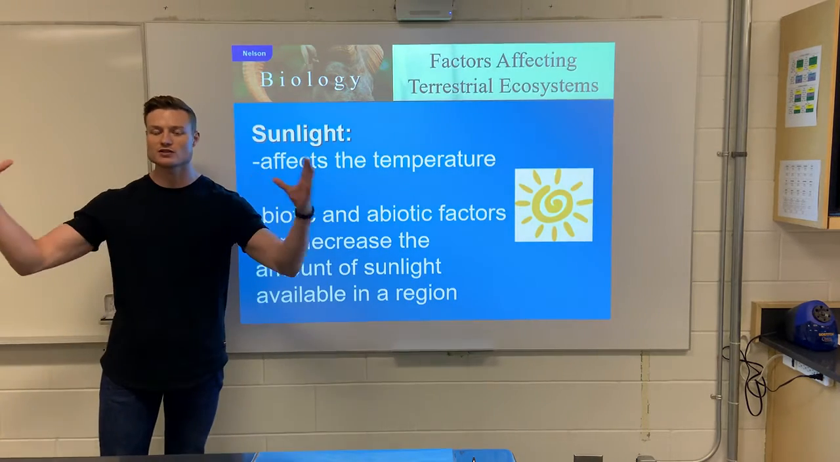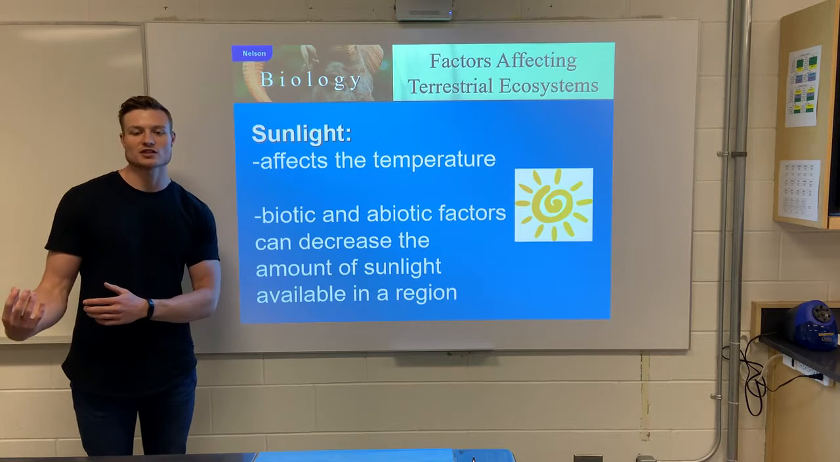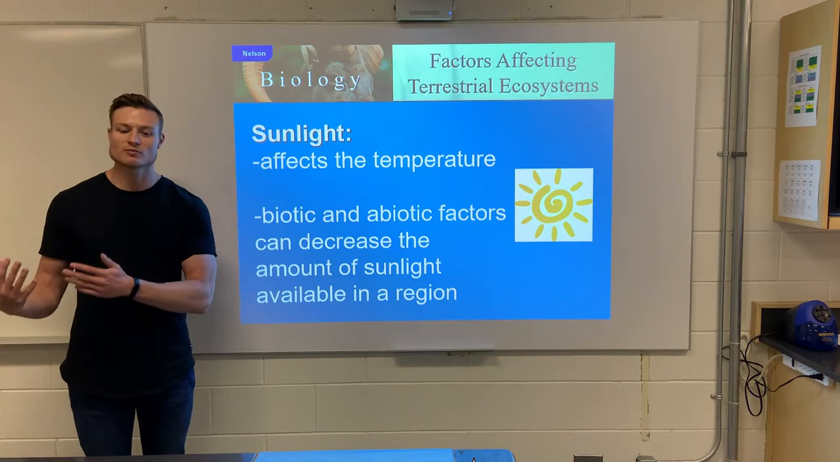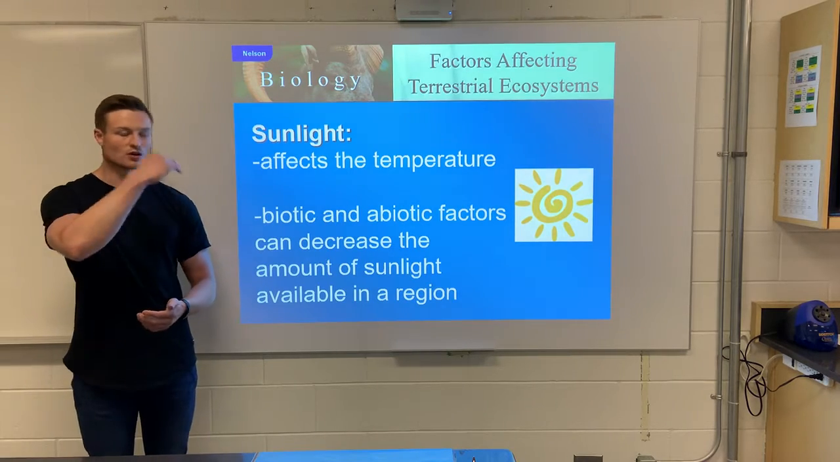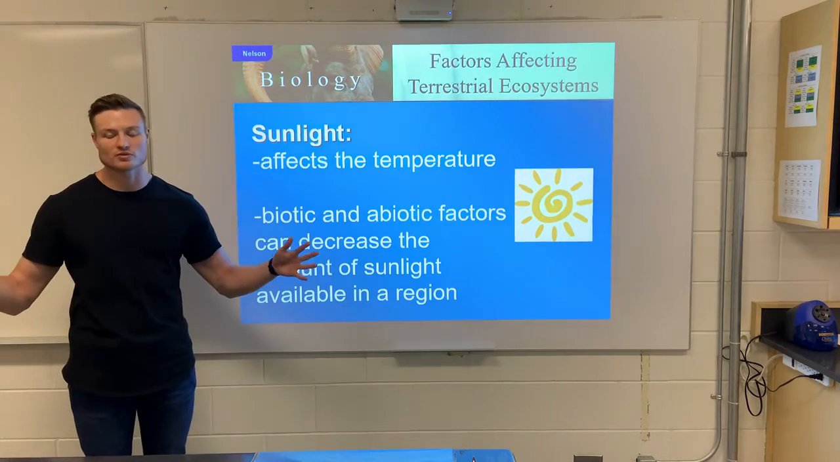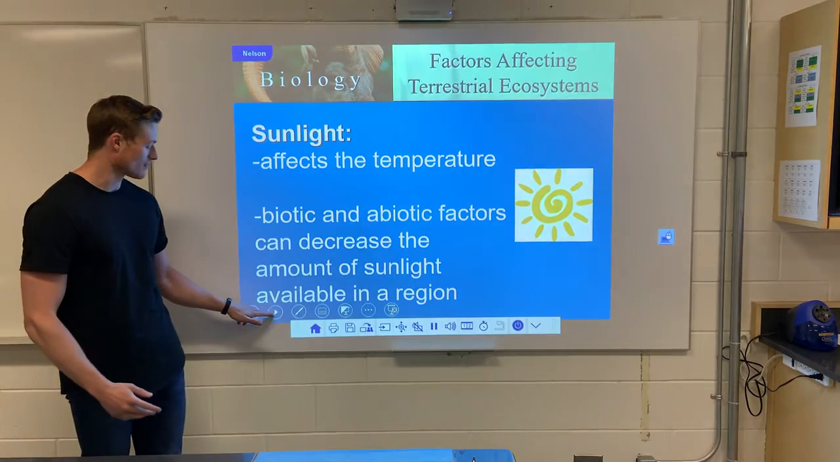If you have these big, tall, evergreen trees blocking out all the sun, and you're a little tiny shrub on the forest floor, you better be okay with shade, because you're probably not going to get a lot of sunlight being below those big, tall trees. If you're in an open prairie, you're probably going to get a lot of sunlight, so you need to be adapted to that.